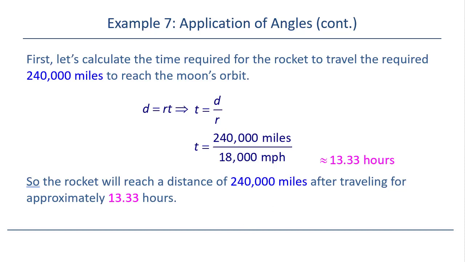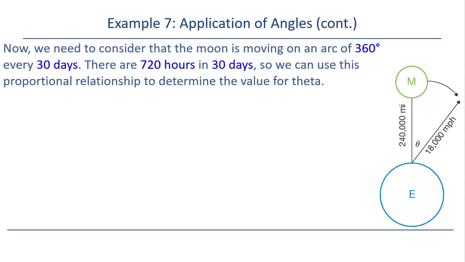Okay, now let's go back and look at our picture and see what we have to do next. So we've got the time it takes to reach the orbit. Now we need to figure out basically how fast the moon is going, and we need to know it in hours, right? Everything needs to be in the same unit of measure. We had this in miles, we had this in miles per hour. We had the moon's rate in days, so we need to change that to a rate in hours.